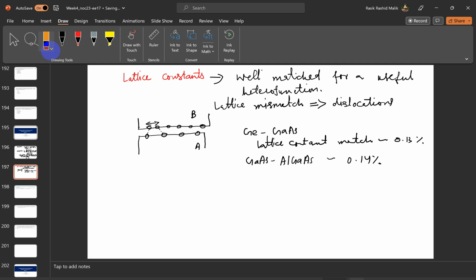Okay, so the next is about the energy band diagrams. We will look into how the heterojunction energy band diagrams will look like. Okay, so now about the energy band diagrams.